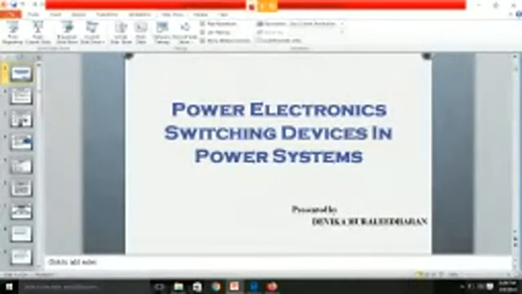So, hello everyone and good evening. I'm Devika Muraleedharan, second year EC from MES College of Engineering. I'm actually the Joint Secretary of SPS of our college. So, you may already know my topic, power electronic switching devices and power circuits.